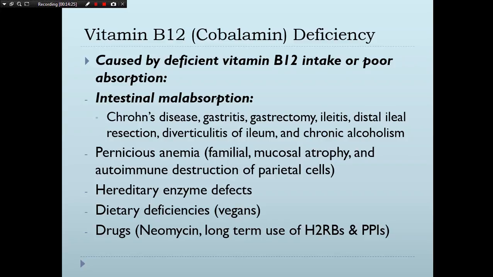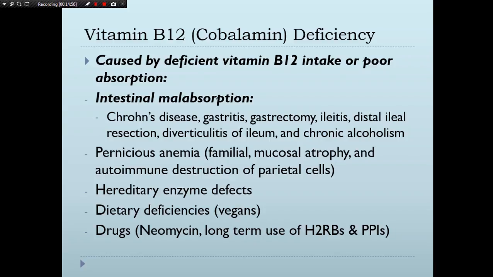Cases of pernicious anemia, where it's thought to be an autoimmune destruction of the parietal cells. We know parietal cells are in the stomach, and they secrete intrinsic factor, which intrinsic factor and acid is required for the uptake, the movement, and the absorption of vitamin B12 in the ileum. There's going to be some hereditary enzyme defects that can lead to cobalamin deficiencies.